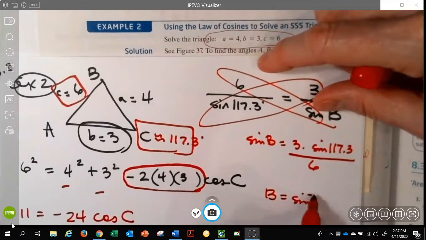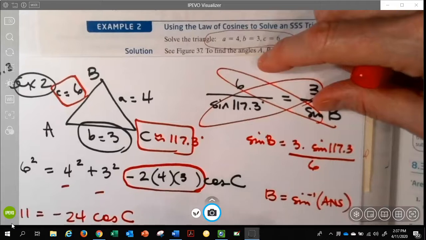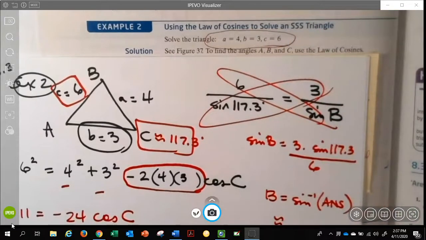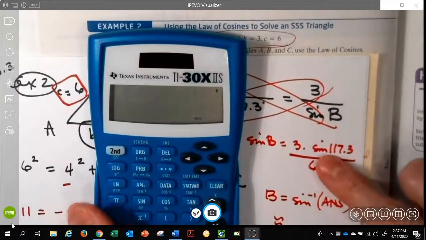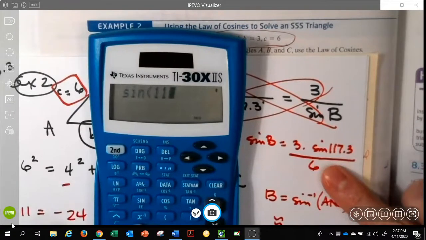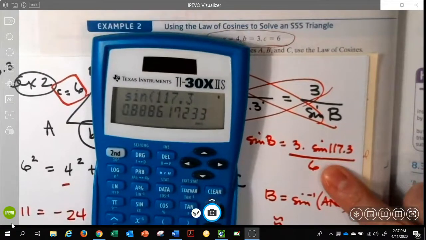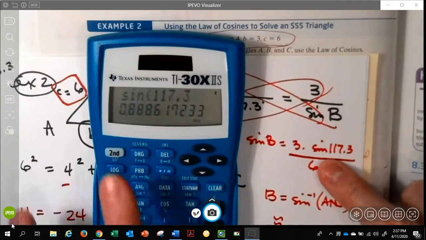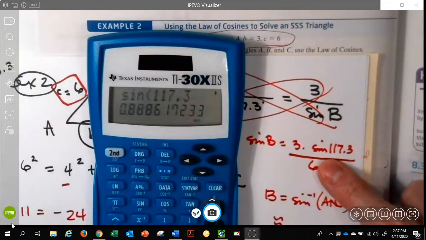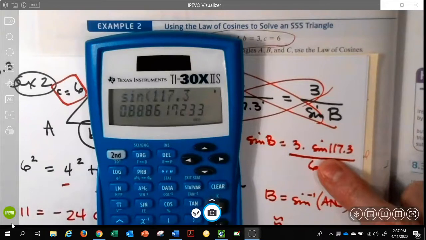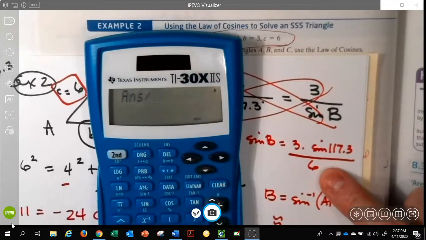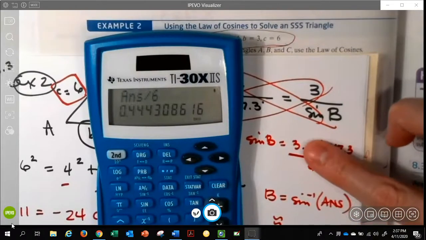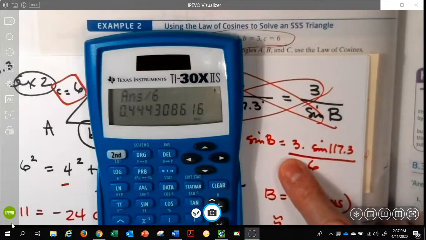I'm going to want the inverse sine of all of that answer I save in my calculator. What I just said very quickly is hit clear a bunch of times. I like to start with sine of my 117.3 and get that in my calculator. And you notice you don't have to clear off that or finish off the parentheses. That bothers me, but it's one less step. Times 3 equals, and that's my numerator. I need to divide by 6, and that gets this whole piece over here, but that's sine of B. I don't want sine of B.